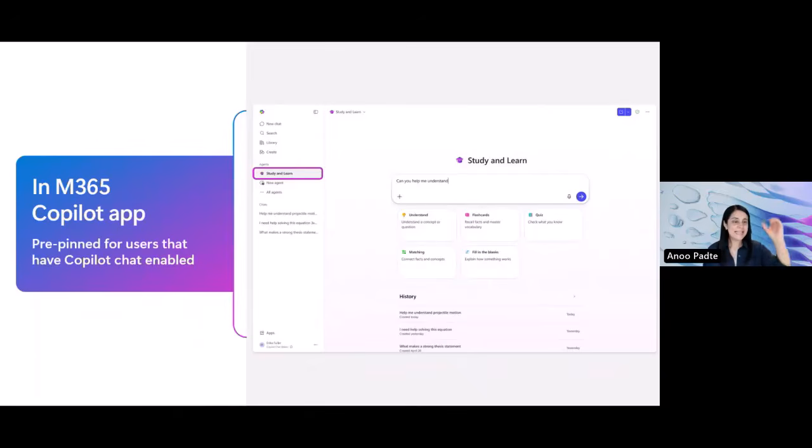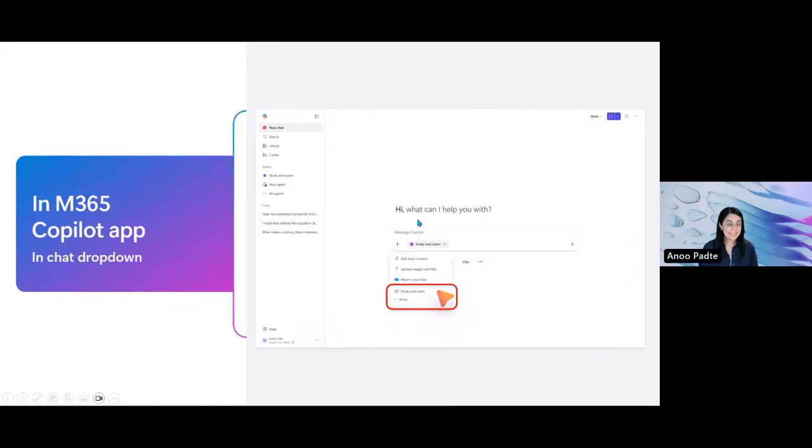All right, let's find this agent. Where is it? It's in that left rail of the M365 Copilot app. So if you're in the M365 Copilot app, you see new agent, search, library right there on the left, already placed, Study and Learn agent. As long as you have Copilot Chat enabled. And Mike is actually going to take us through what it means to enable Copilot Chat just after we go through this hands-on section on Study and Learn. All right, it's also available in the Copilot Chat dropdown. So if you go to just vanilla chat and you click on plus, you are going to find the Study and Learn agent right there in that dropdown.